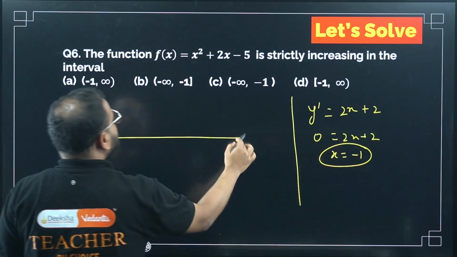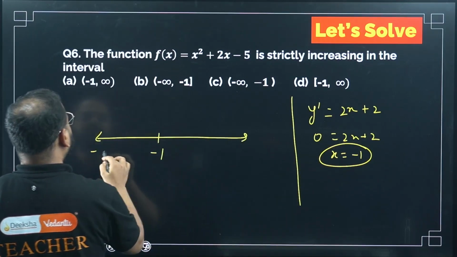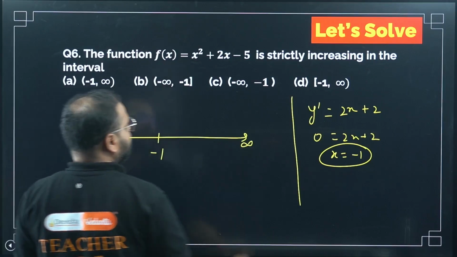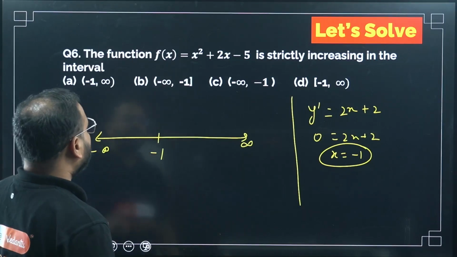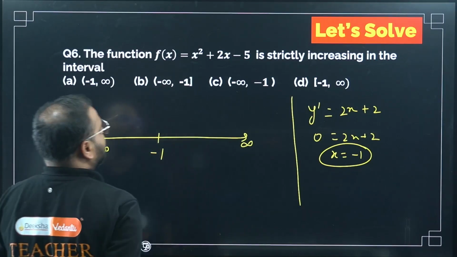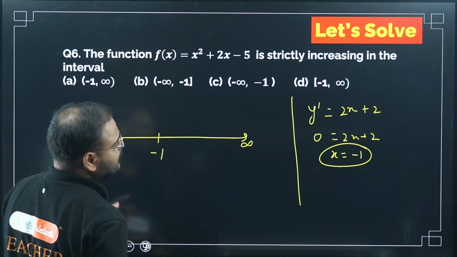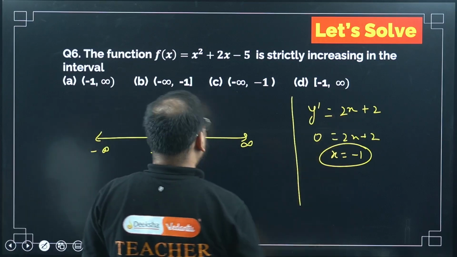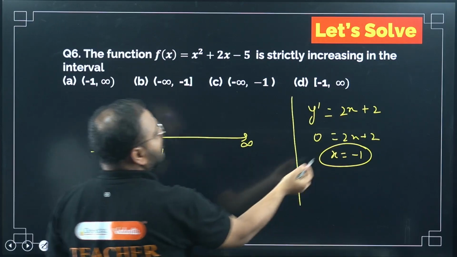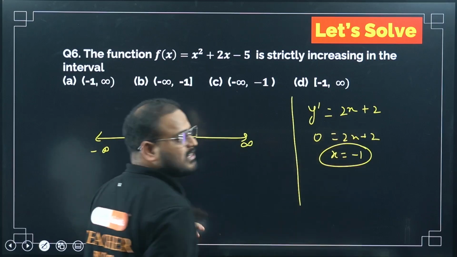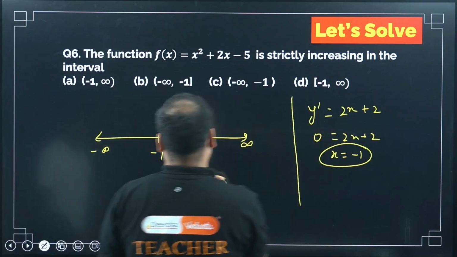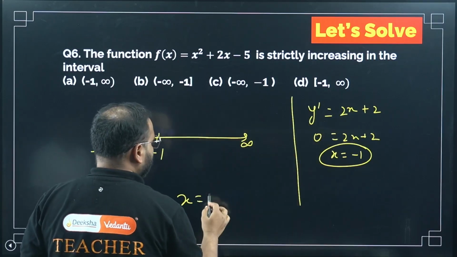Draw the number line, please. Minus 1, minus infinity, plus infinity. Now check here. After minus 1, what is happening? After minus 1, put a value after minus 1 in the derivative. After minus 1, I can put 1. 2 into 1 plus 2. How much is that? Positive, right? Put x equals 1 in this.